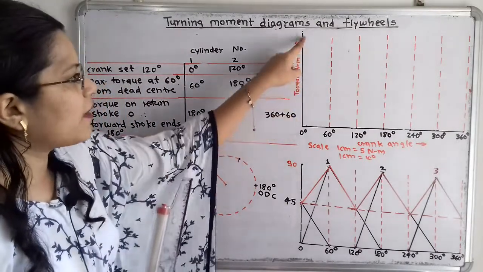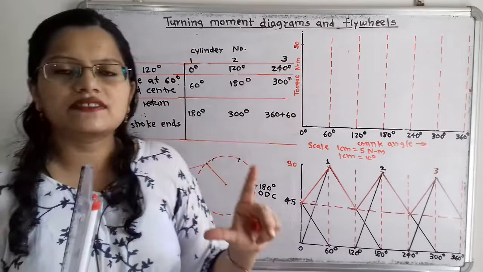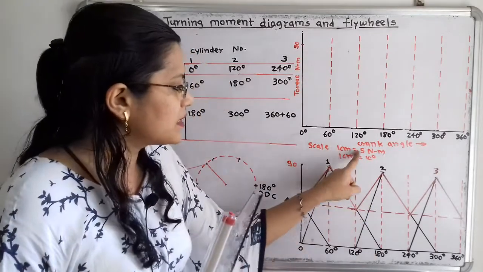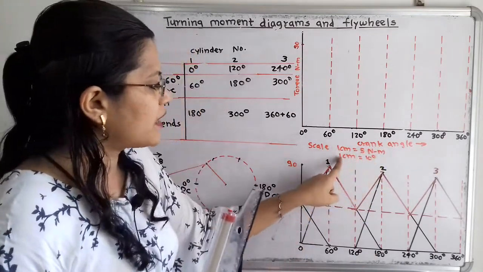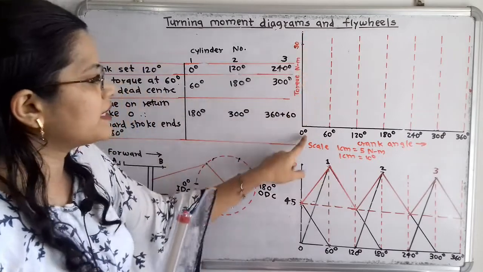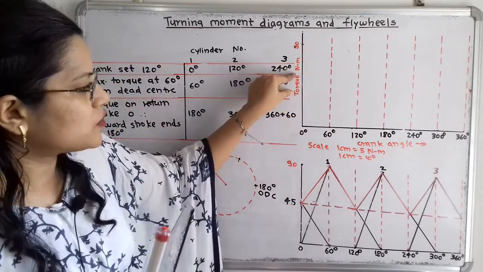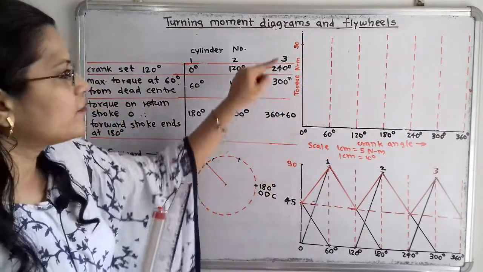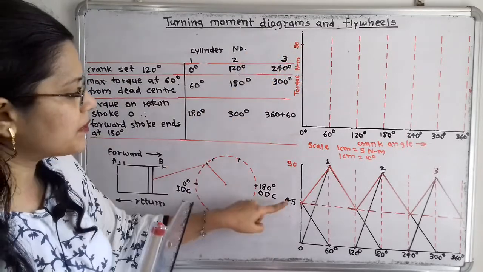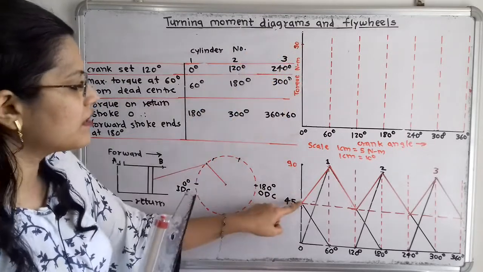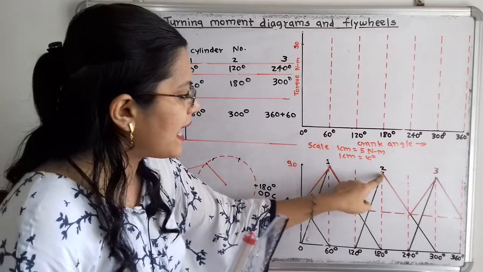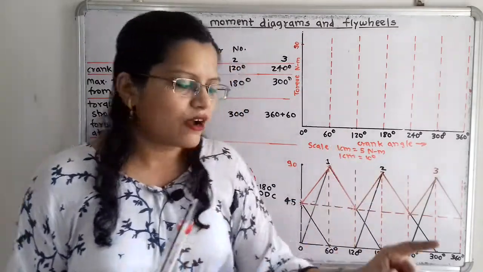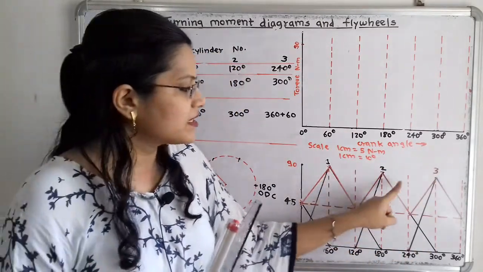So here we have to again select the same scale, that is 1 centimeter is equal to 5 Newton meter and 1 centimeter is equal to 10 degree for this torque and crank angle, and we have to plot here 90 Newton meter and 45 Newton meter, and we have to repeat this diagram that I have shown with the help of the red marker.